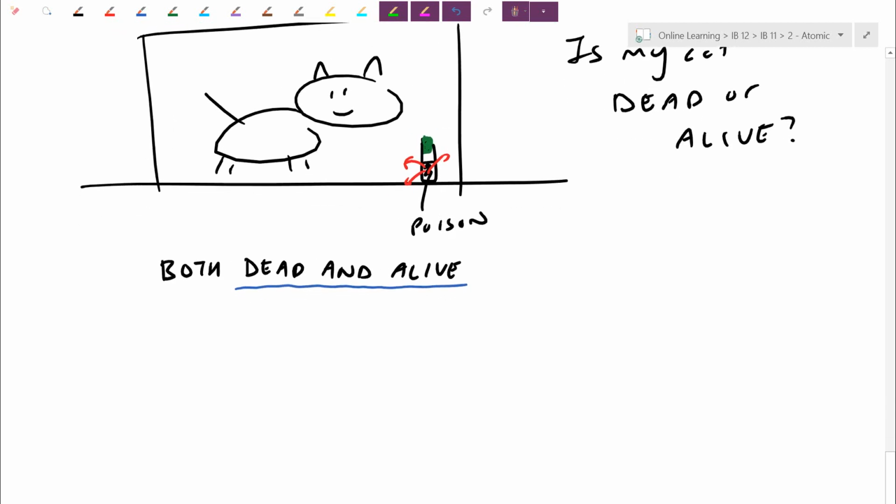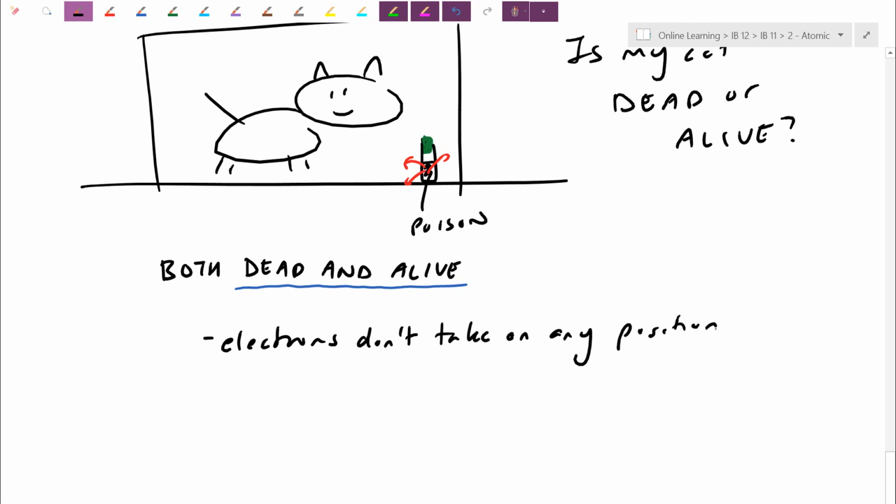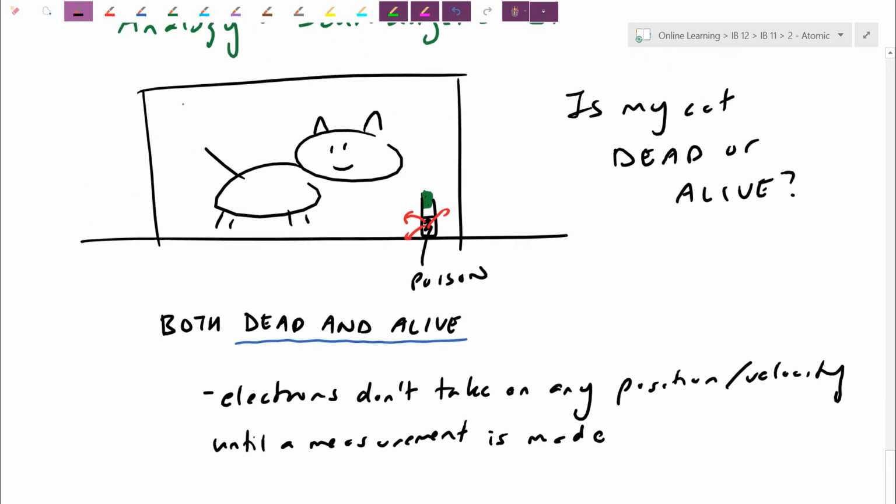So, using this analogy and linking it to electrons, electrons, like this cat, don't take on any position or velocity for that matter. They don't need to take on a spot, they don't need to take on a speed until a measurement is made, until you go looking for it, until you ask the question, well, what is the electron doing? Where is the electron? And in this analogy, it's like you going, oh, I can't bear it anymore. I need to go lift off this box. In some sense, by lifting off the box, I've screwed up the system.